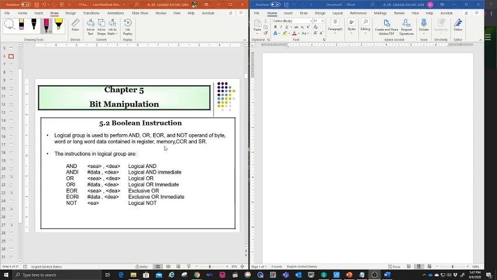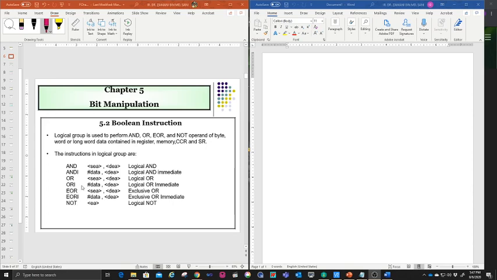So far there's not so much syntax on the Boolean instructions. According to this page, we only have how many of them? 1, 2, 3, 4, 5, 6, 7, 7 commands. And you can see that we have both AND and AND immediate. Same goes to OR immediate, exclusive OR immediate, and the last one is NOT.